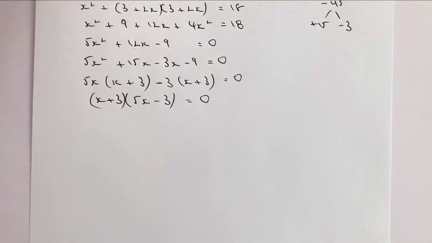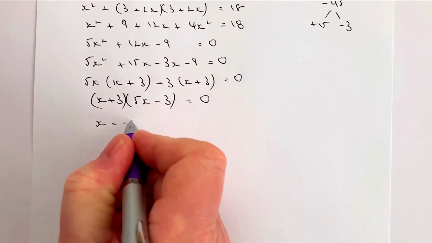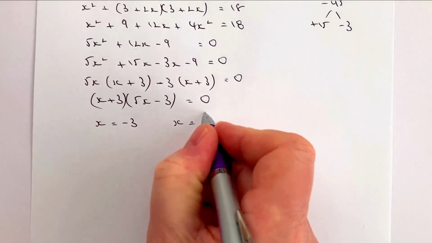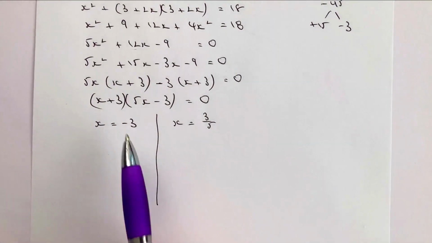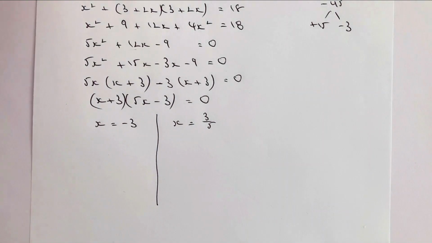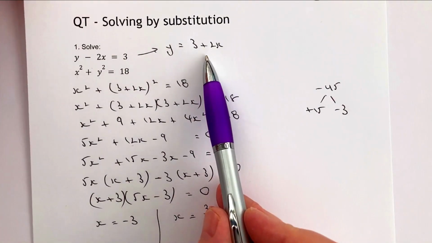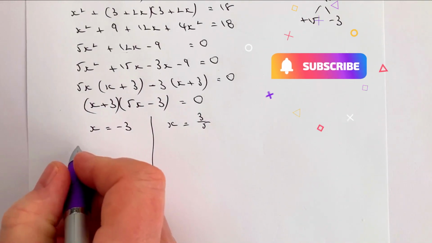Okay, so now we've got two values of x. We've got x equals minus 3, and we've got x equals 3 over 5. So what I'm going to do is take this value of minus 3 and substitute it into my original y equals 3 plus 2x. And if I do that, I can get my value of y.